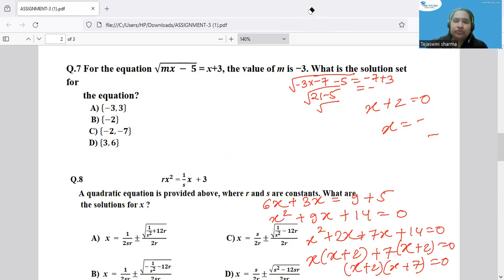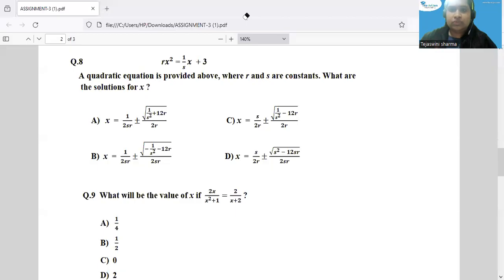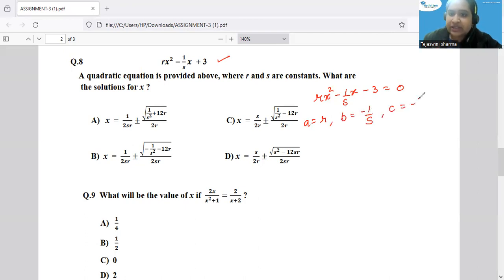Okay, now let us move to the next question, which is question number 8. In this, we have an equation given again. I'm again making it in the standard form. So it is rx to the power 2 negative 1 by sx, and then negative 3 is equal to 0. On comparing it with the standard form, I have the value of a as r, value of b as negative 1 by s, value of c as negative 3.